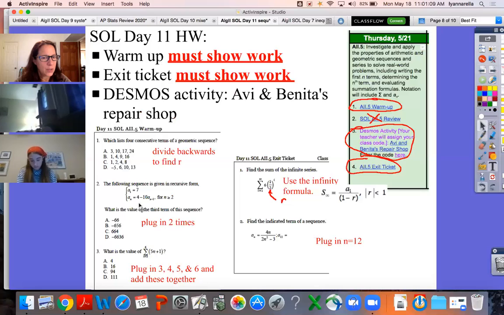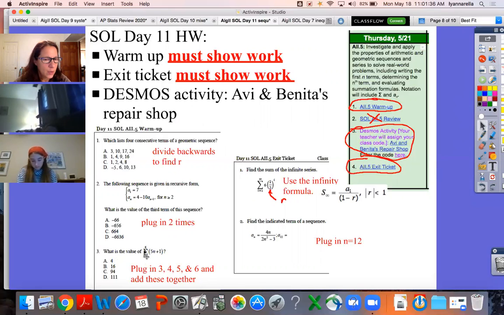This one is recursive, so you're going to plug in 7 first down in this spot, the n minus 1. And so you're going to do 4 minus 10 times 7, and that will give you a sub 2. Then you've got to find the next one. So whatever that answer is, you've got to do it one more time to find a sub 3. So I'm telling you, plug it in twice. Please show me. Don't tell me it was in your calculator and just hope I trust you. What is the value of this?